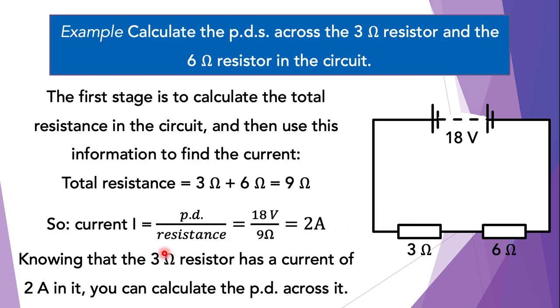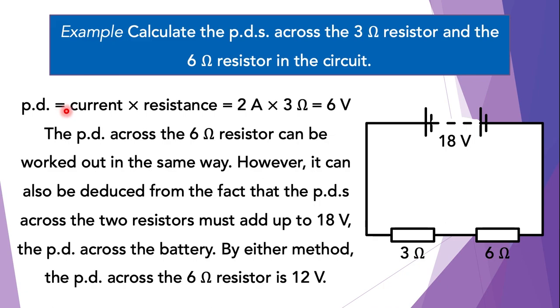Knowing that the 3 ohm resistor has a current of 2 amperes in it, we can calculate the potential difference across it. Potential difference is equal to current times resistance, which is, we know the current, so it's 2 amperes multiplied by 3 ohms. We are going to take out the potential difference of the first resistor and then the second resistor. So 2 multiplied by 3 is 6 volts. So the potential difference across the 3 ohm resistor is 6 volts.